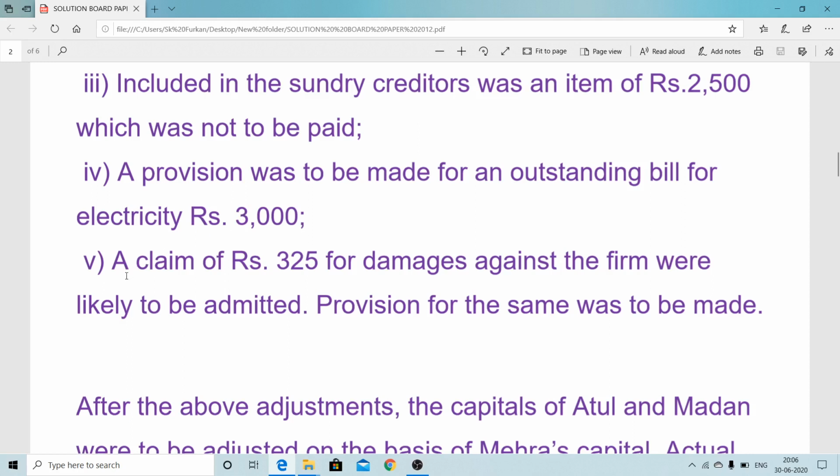One more unrecorded liability: a claim of rupees 325 for damage against the firm was likely to be admitted and provision for the same was to be made. So this is also one more unrecorded liability, and the same treatment applies: revaluation account debit to provision for damage against claim. That is the entry you have to pass.